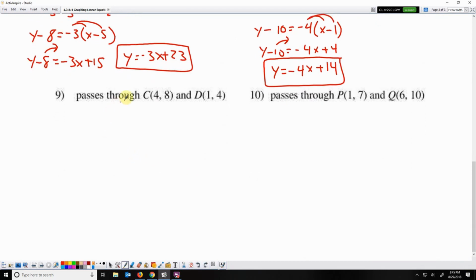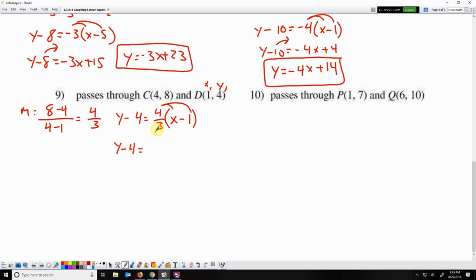Okay, once again, we need to find the slope. 8 minus 4, y minus y, over x minus x. 4 minus 1 is 4/3. So the slope this time is 4/3. So let's use 1, 4 as my x1, y1. So I have y minus y1 equals m times x minus x1. So we'll distribute that 4/3. Remember, it does not matter if I use point C or D as my x1, y1. They will simplify the same.